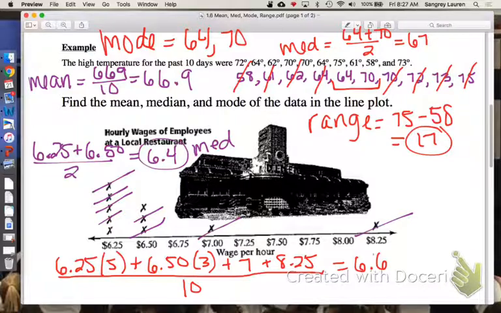And then our range, we would take the highest value, which is 8.25, subtract the lowest, which is 6.25, so our range is going to be 2. All right, great job.